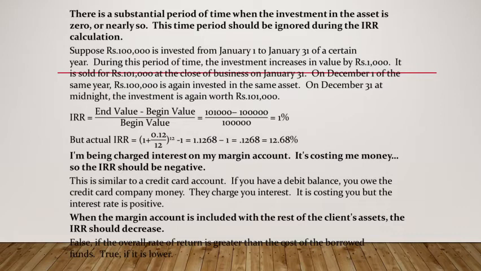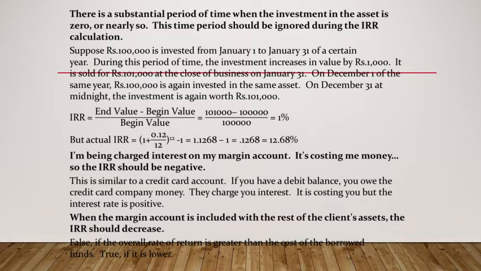Is that true? Let's take an example. Suppose 1 lakh rupees is invested from January 1st to 31st, and there is another investment on December 1st of the same year, reinvested in the same asset, and on the 31st the investment is again worth 1 lakh 1000 rupees. Okay, what is the interest rate obtained?